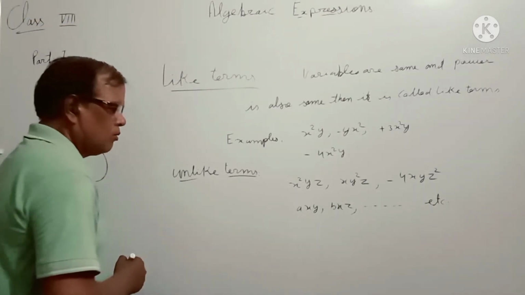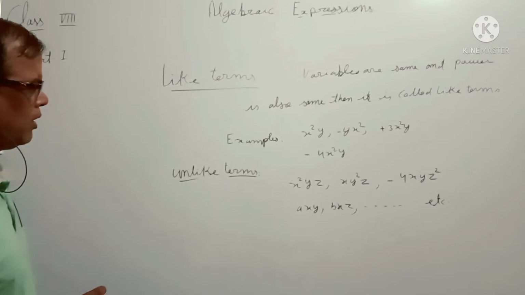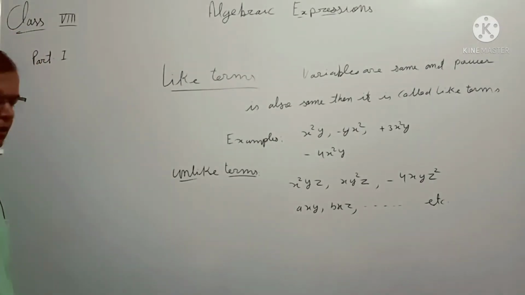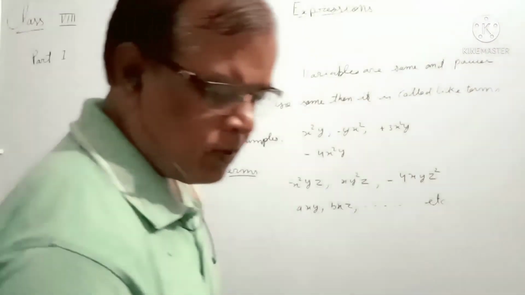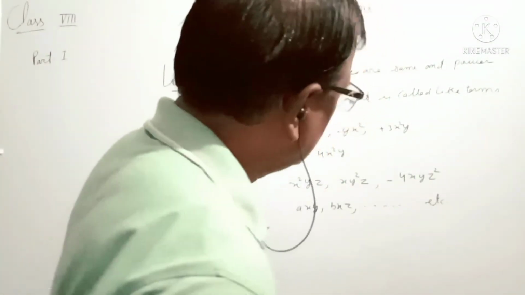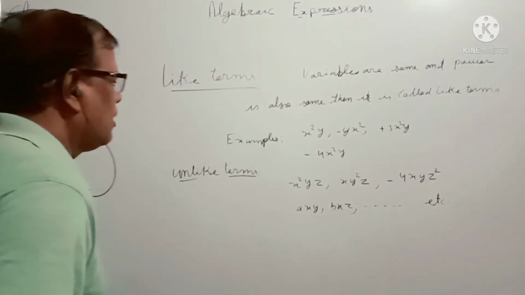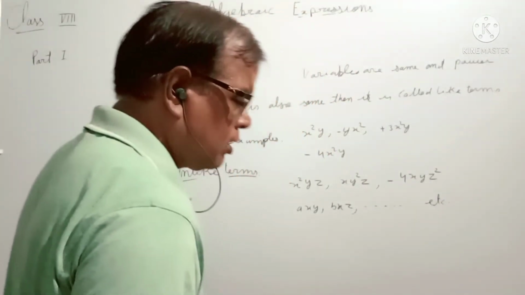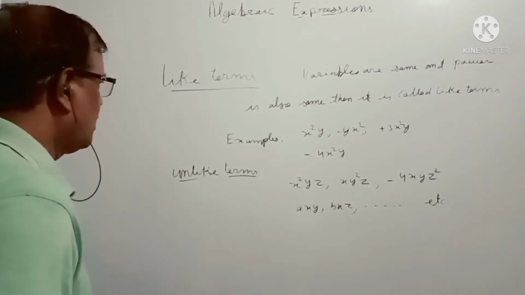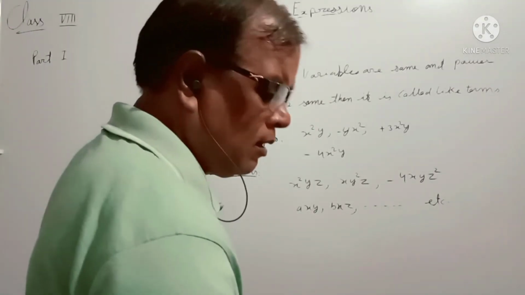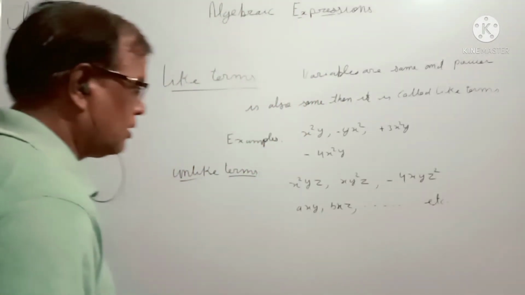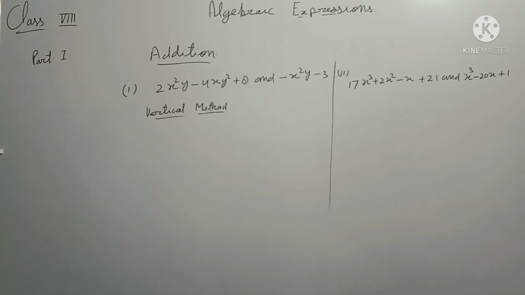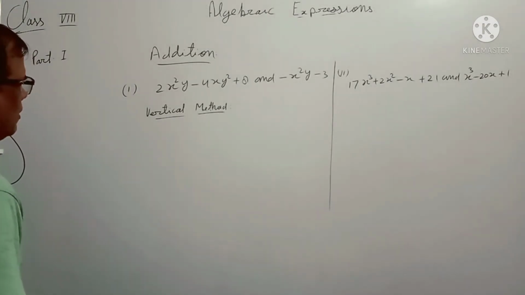Now we are going to explain about the addition. How we add the terms. The addition of the algebraic expression is of two types, vertical or horizontal. Now we use both methods, vertical addition and horizontal addition. Now I am going to solve the addition by vertical method.